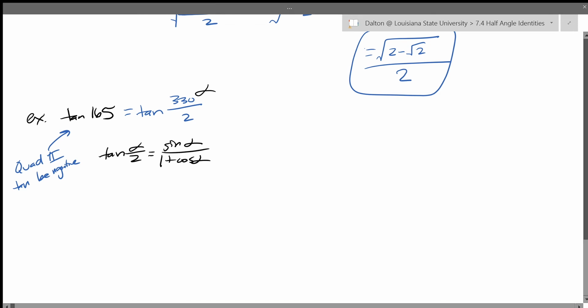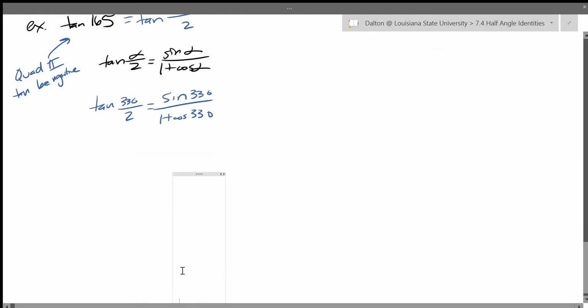So then when I substitute in my values, I get the tangent of 330 over 2 is equal to the sine of 330 over 1 plus the cosine of 330. So again, by your knowledge of the unit circle, you should pretty quickly be able to spit those numbers out for the coordinates of 330 degrees. 330 degrees is in the 4th quadrant, so I know my sine value is actually going to be a negative 1/2, but cosine will stay positive, so it'll be 1 plus the square root of 3 over 2. And then your job is just to simplify this number.